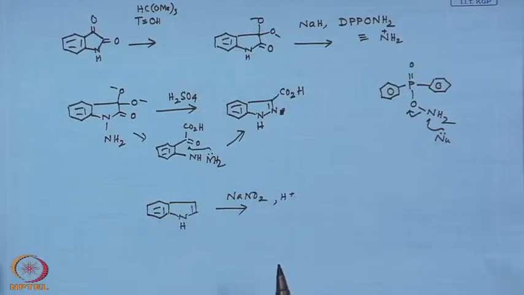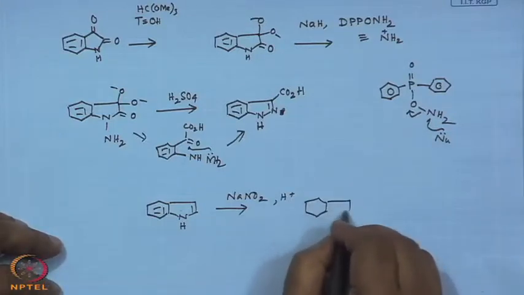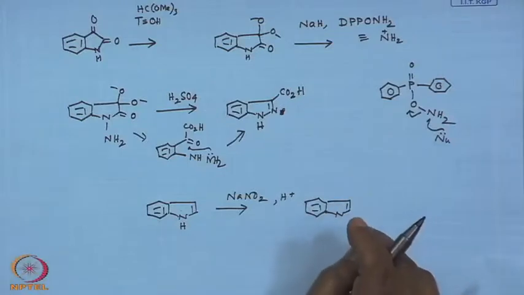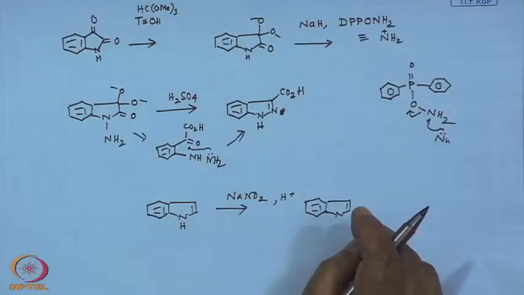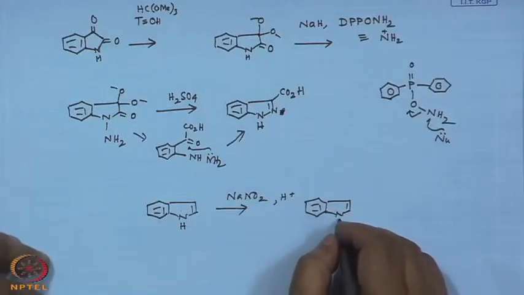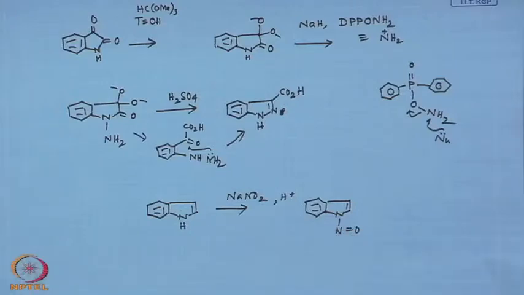Nitrosation, fine. Then what? NO plus, okay. So, presumably, indole, all of us know, can undergo nitrosation at the 3 position or nitrogen. There are 2 possibilities, but with nitrous acid it is a hard one. So, you can expect an N-nitrosation, right, and then what?